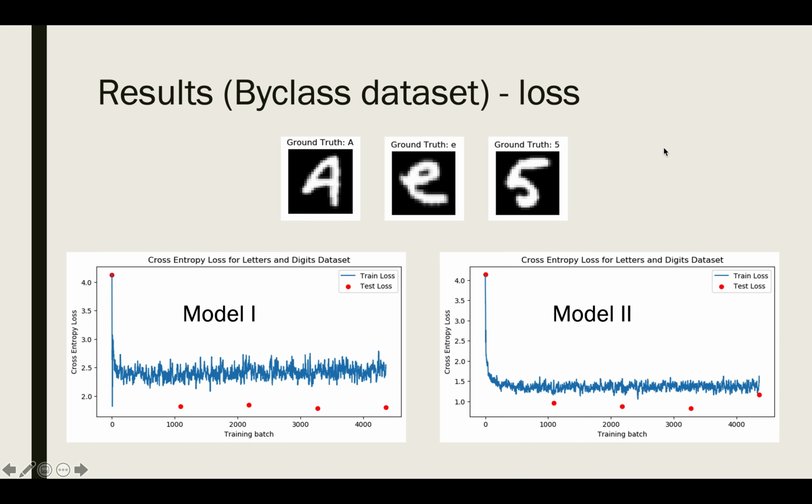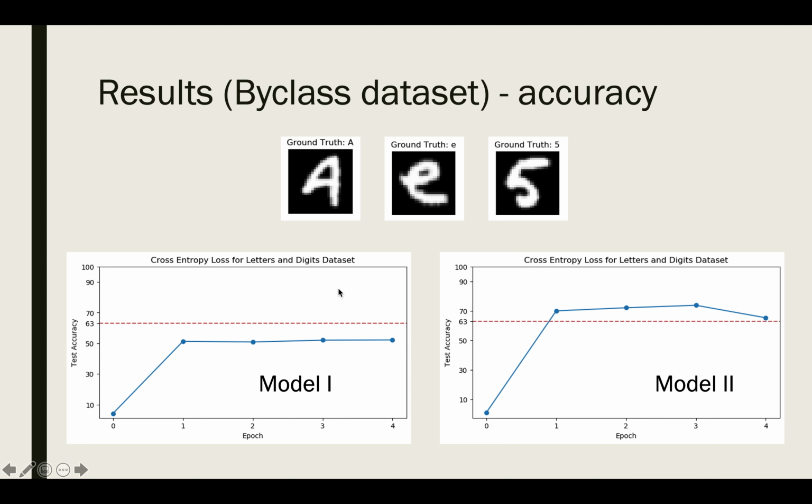And the last but not the least dataset that we have used and applied these two models to is the by-class dataset, which has both uppercase and lowercase letters, and also the digits. Here we can compare the training loss of these two models, and here it is completely clear that model 1 has larger loss compared to model 2.